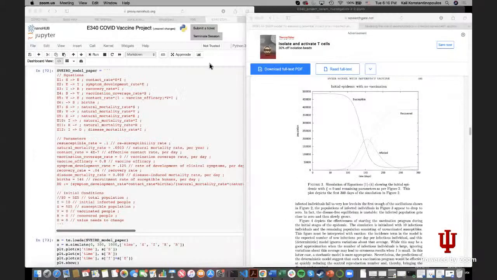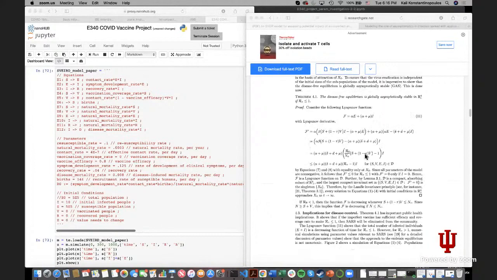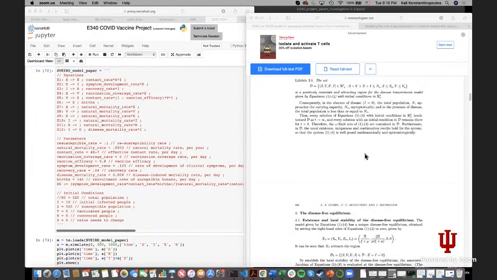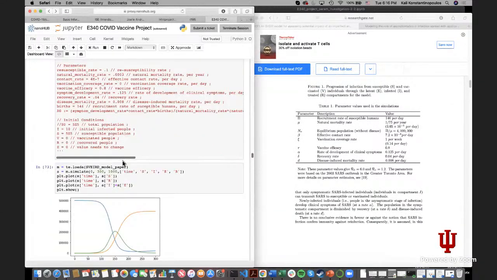So this is the first figure that we're going to try to replicate. Basically, it's an SVEIR model. They don't have the death category, but that doesn't really impact this result. They give some parameters here. This is with no vaccination, so our vaccine coverage rate is going to be 0. And then the rest of the parameters are as follows in the table that they give up here. That's what we have here.